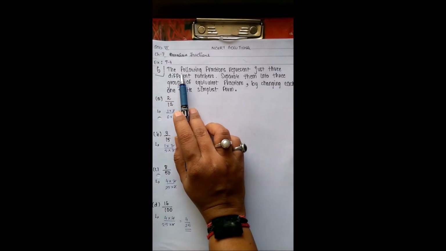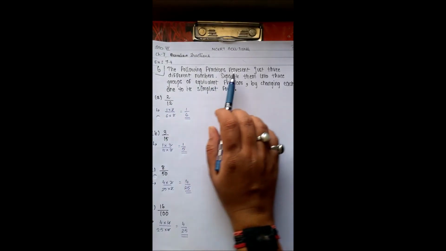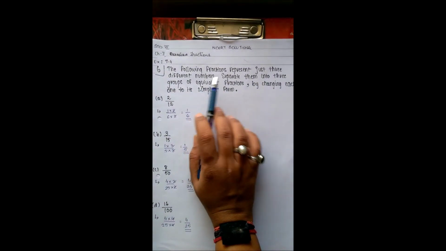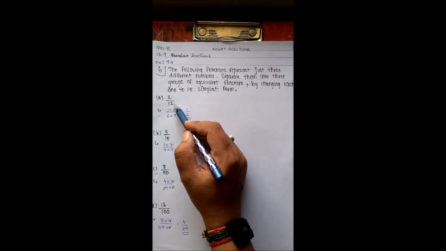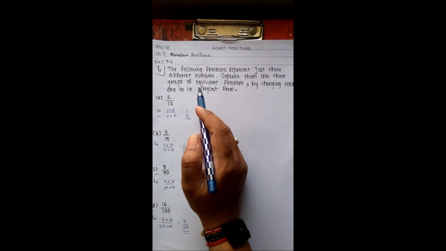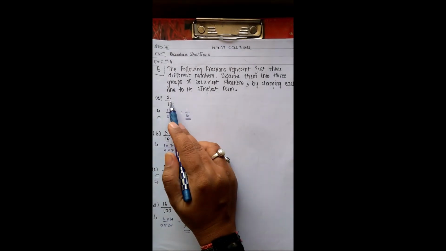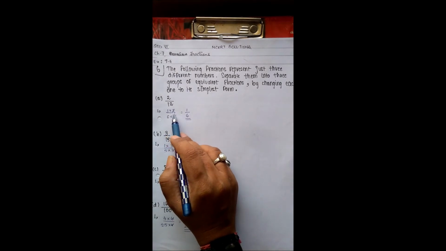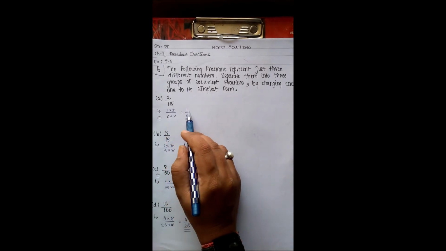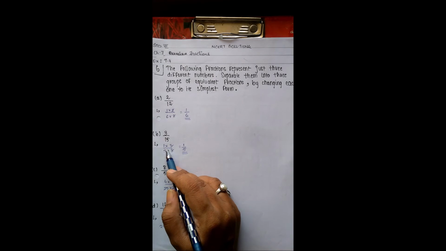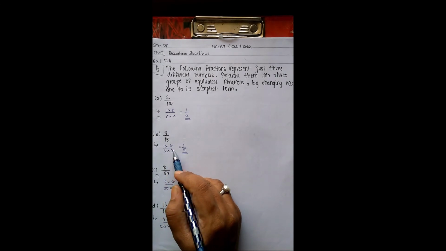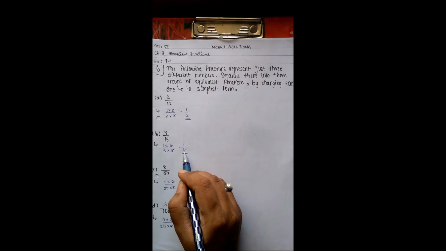Now next question, moving to the sixth question. The following fractions represent just 3 different numbers. Separate them into 3 groups of equivalent fractions by changing each one to its simplest form. So 2 upon 12. If we reduce 2 upon 12, it will become 1 into 2 and 6 into 2. 2 will cut, it will become 1 upon 6. 3 upon 15. So 3 is 1 into 3 and 15 is 5 into 3. We cut 3, it will become 1 upon 5.